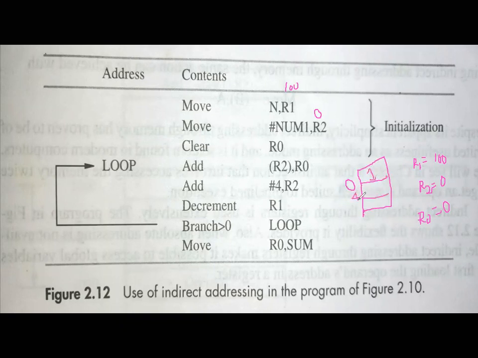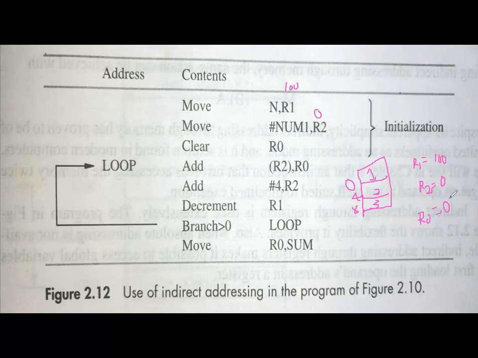Inside 4 what do we have? 2. Inside 8 what do we have? 3. I want to target this first value, that's why R2 is within a bracket. If I consider R2 within a bracket, this should be considered as an address, exactly. Where do we have that location? Here. Inside that we have 1, so 1 will be added to R0. So now this R0 has become, wait.